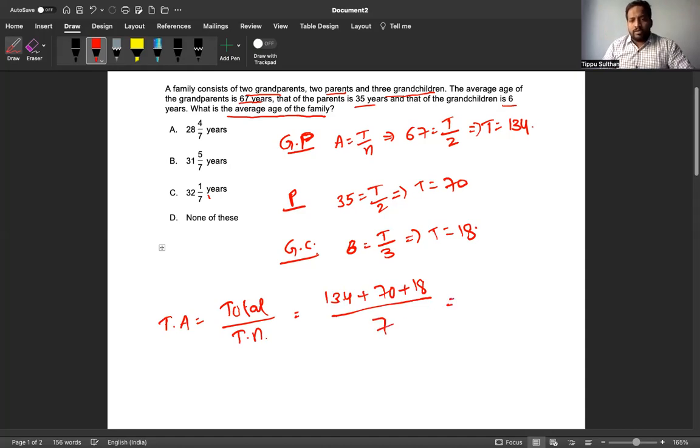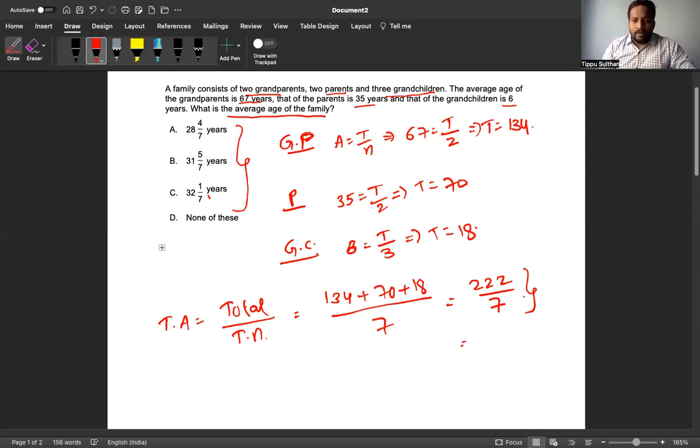Come on. So how much do you get? 134 plus 70, 204, 204 plus 18, 222 by 7 is your answer. But the answer looks like French language, though you got a number. No, my dear friends, these two are the same. You have to just understand it. Have a basic idea about it.